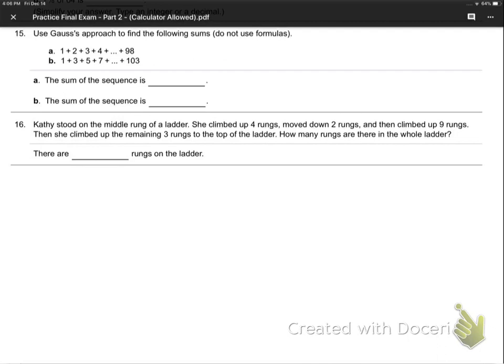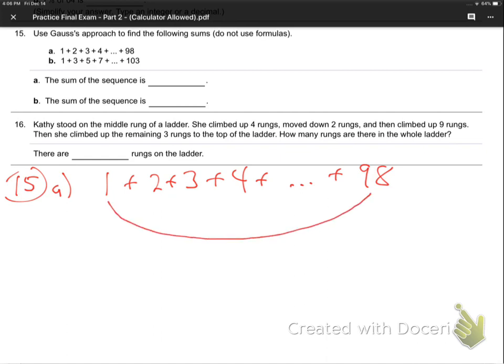Okay, so here on number 15, Gauss's approach. Let me bring it down here. So we have 1 plus 2 plus 3, dot, dot, dot, all the way to 98. Remember what we learned from Gauss, that basically we make these rainbows. That'll be 99, right? 1 plus 98 is 99. The one right before it would be 97. 2 plus 97 is 99. The one right before that would be 96. 3 plus 96. Yeah, they're all going to be 99. All those rainbows are going to come out 99.